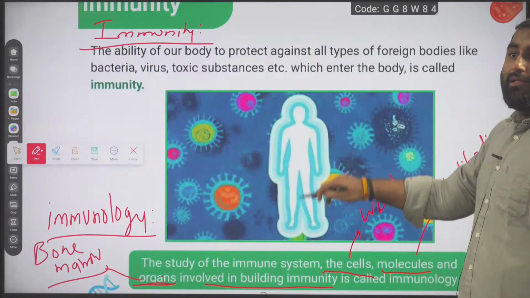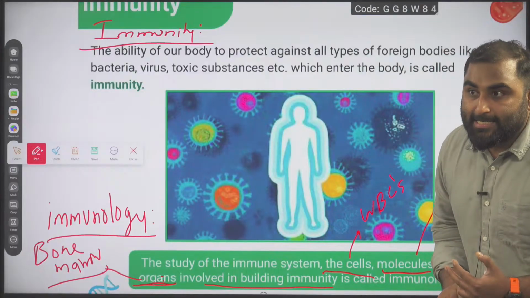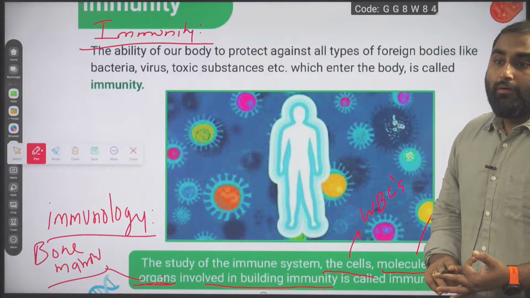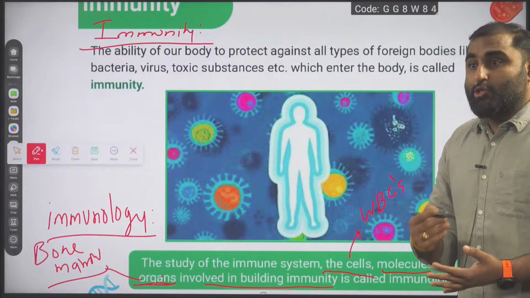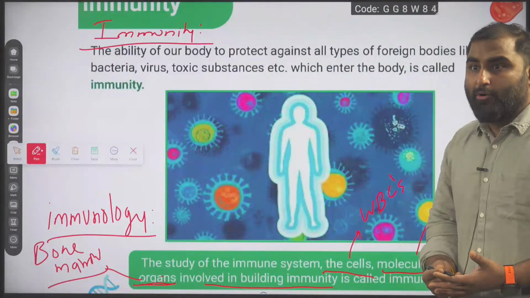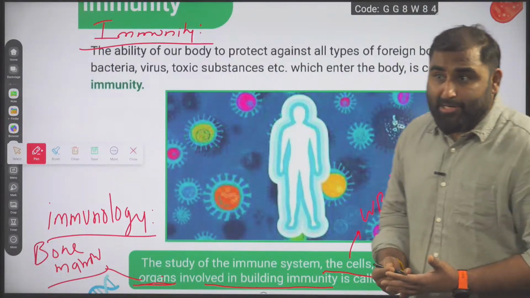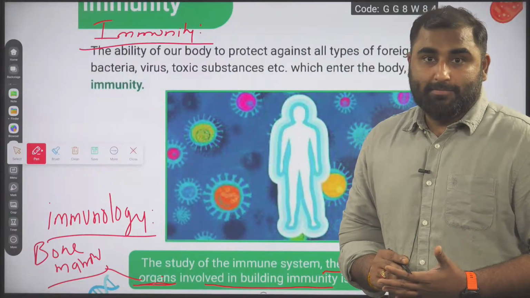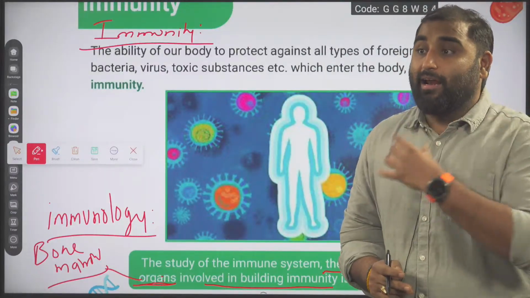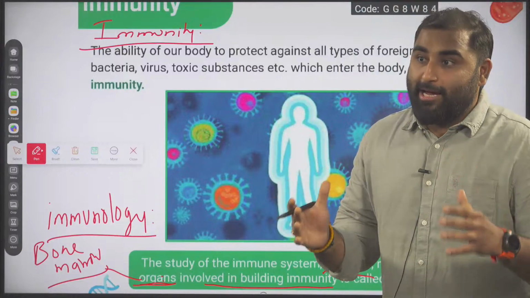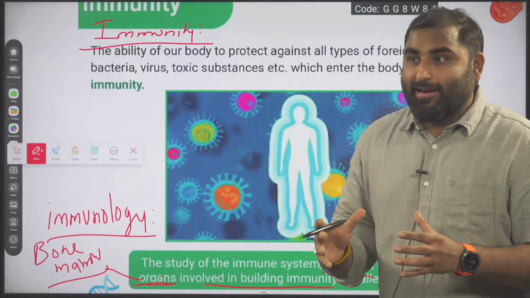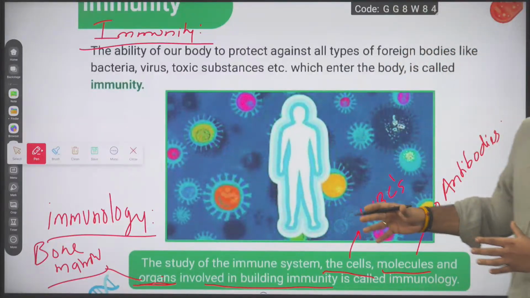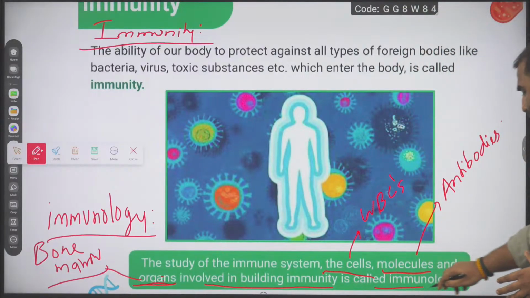And the study of all these things: which are the different WBCs? Neutrophils, what they do, basophil, what they do, lymphocyte, what they do, right? What are the other organs? Spleen, what does spleen do? What does bone marrow do? What does thymus do? You might have heard of thymus also. Thymus is also a very important organ related to your immune system, right? Tonsils are there, lymph nodes are there. These are also important immune related organs. All this we have to study here, and they are all involved in building immunity, and the study of this will be called immunology.